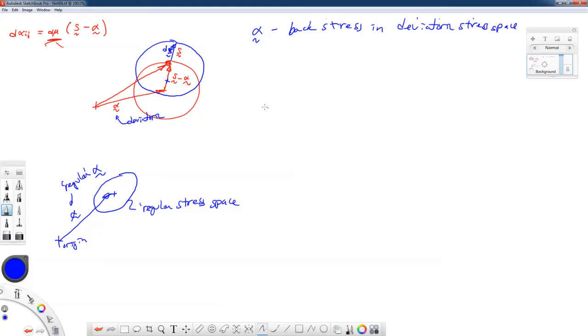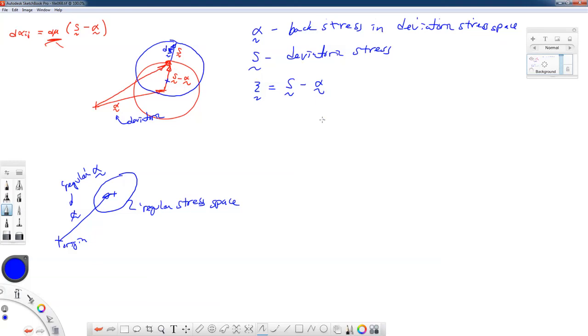Alright, so let's talk about this. Let's define the rest of these terms. So here S is our deviatoric stress. And if I want to define the term S minus alpha, that's that vector here, S minus alpha, I'm going to define that as xi.